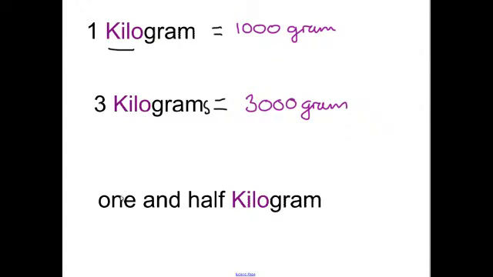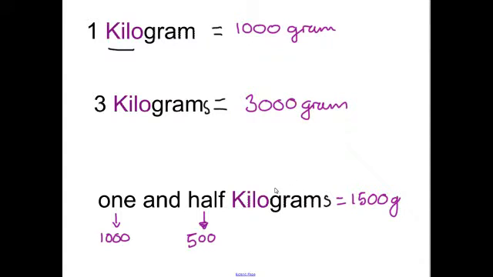If we have a look at this bottom one, we have 1.5 kilograms. If we read kilo as 1,000, we have 1,500 grams. I know that 1,000 would be that, now I need to find out what half of 1,000 would be. Half of 10 is 5, half of 100 is 50, half of 1,000 is 500. So 1.5 kilograms, we can write as 1,500 grams.